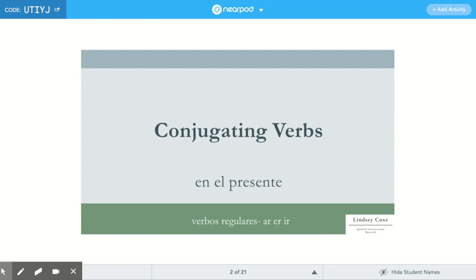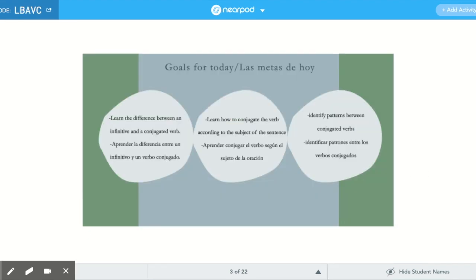So not things that we did yesterday or things that we're going to do tomorrow, but verbs that we are doing in the present. So here are our goals for today, las metas de hoy. So we want to try and learn the difference between an infinitive and a conjugated verb. And we are going to go over what both of those terms mean. Okay, so we want to aprender la diferencia entre un infinitivo y un verbo conjugado.